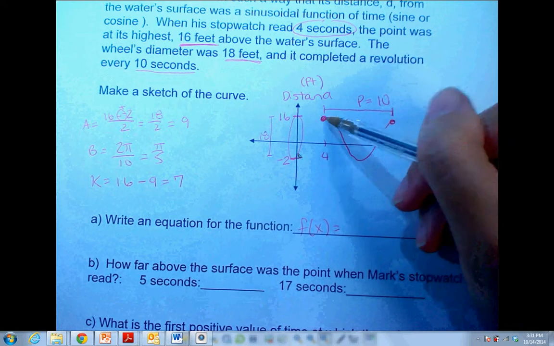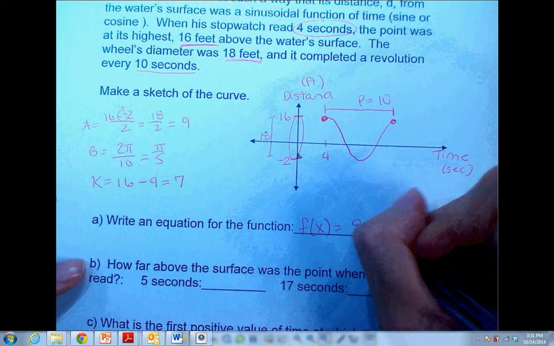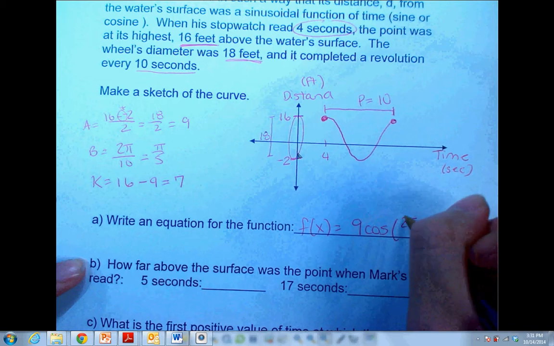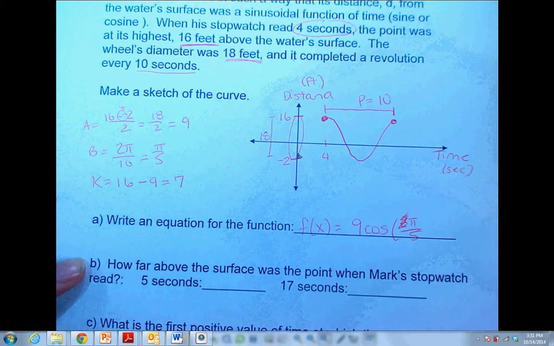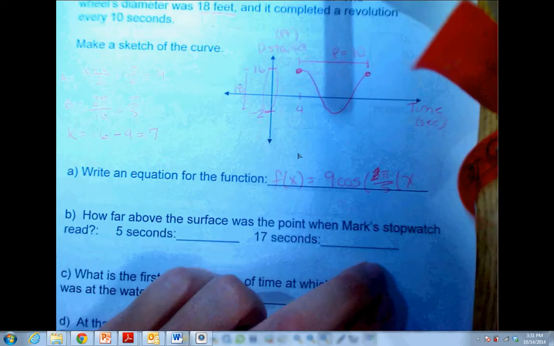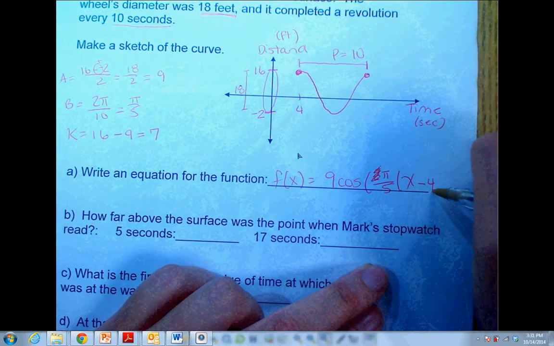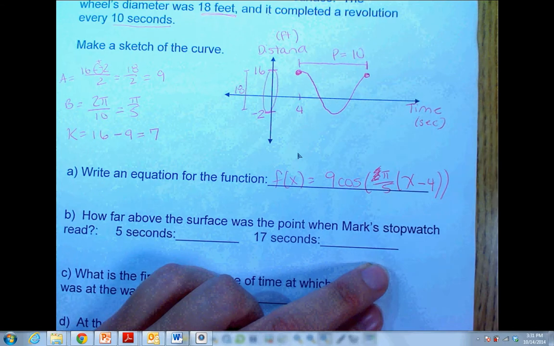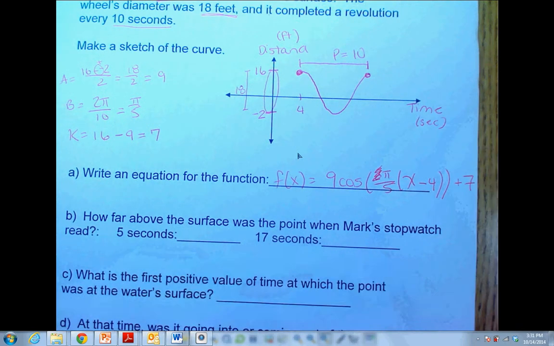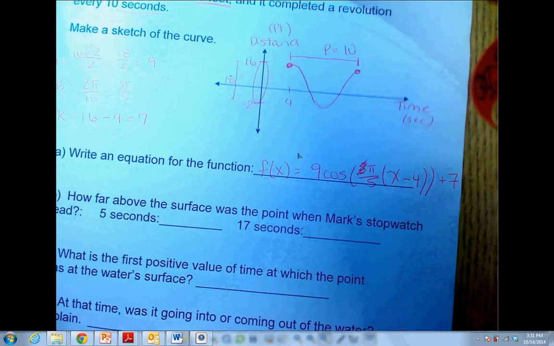So if I start at this point right here, I know it's starting at the top, so this is going to be a positive cosine function. So 9 cosine 2 pi, actually just pi over 5, because we simplified it. X minus, in this case, we're using this point, so it's moved to the right 4. So it's x minus 4, close parentheses. And then we're adding our k value, which is 7. So this is my equation that I'm now going to put into my calculator.